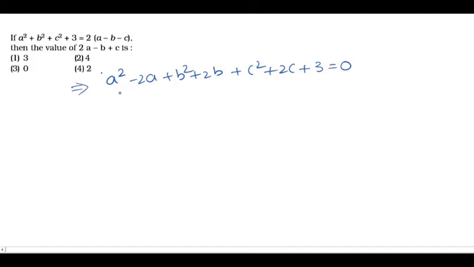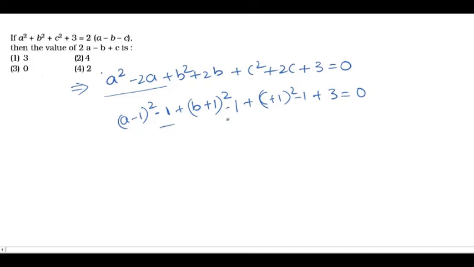Now we will make this as a minus 1 whole square. Then we need to subtract it with 1, right? This can be written as b plus 1 whole square, right? This is again to be subtracted by 1. Then similarly c plus 1 whole square minus 1 plus 3. We got lucky here. Minus 1 minus 1 minus 1 plus 3 gets cancelled. Now again squares should give a 0 value. Then a is equal to 1, b equal to minus 1, c equal to minus 1.